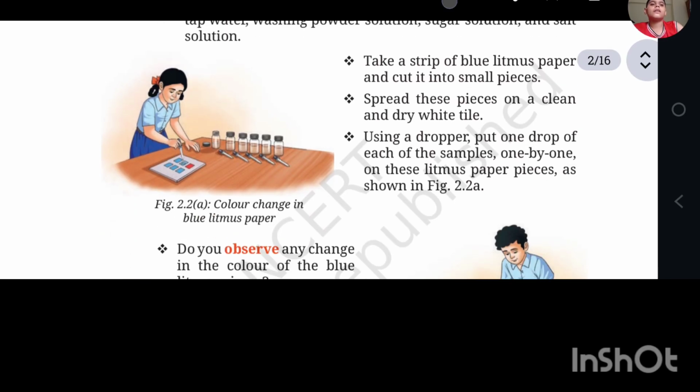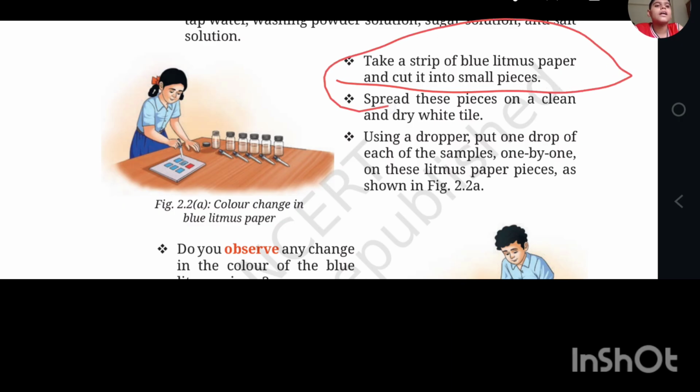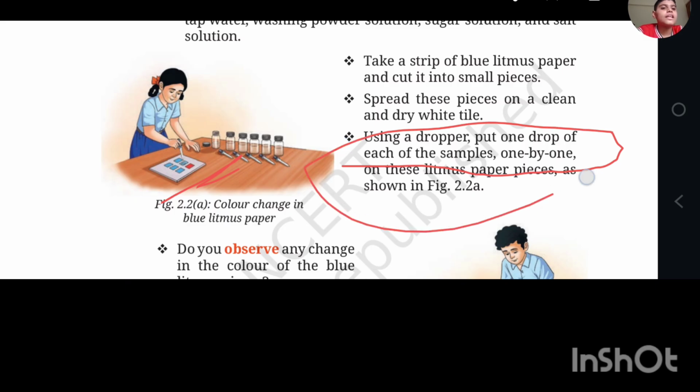Take a strip of blue litmus paper and cut it into small pieces. See, here she has cut 1, 2, 3, 4, 5 pieces, and one has turned red. Spread these pieces onto a clean and dry white tile. So she has put them on a white tile. Use a dropper. Put one drop of each of the samples one by one on these litmus paper pieces as shown in figure 2.2a.